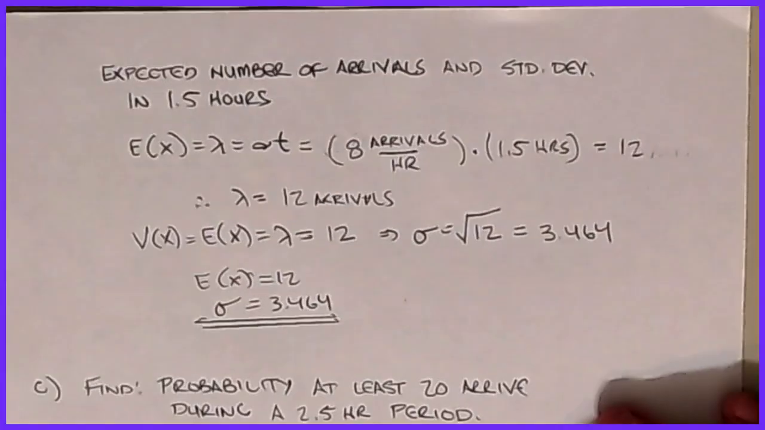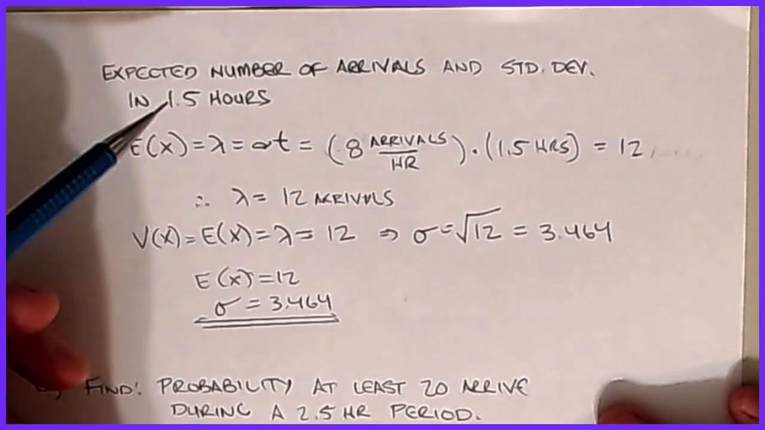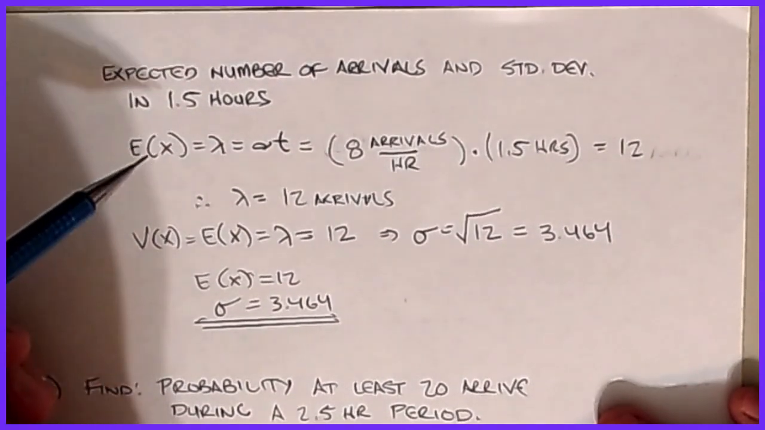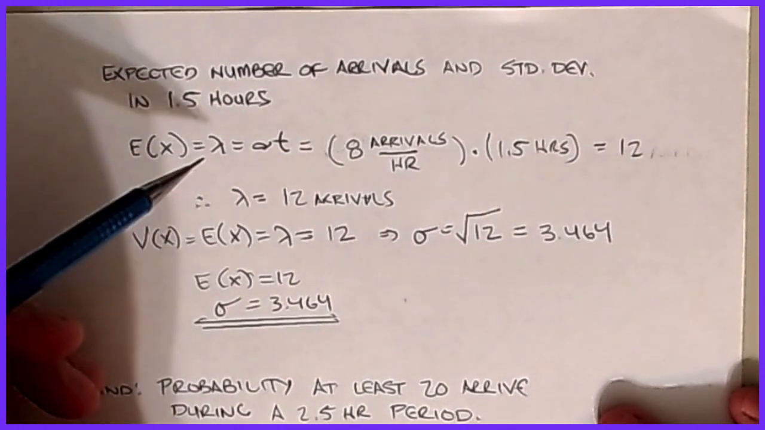Now the next question that we can ask is, what's the expected number of arrivals and the standard deviation for 1.5 hours? Now we said that the expected value of x was equal to lambda.